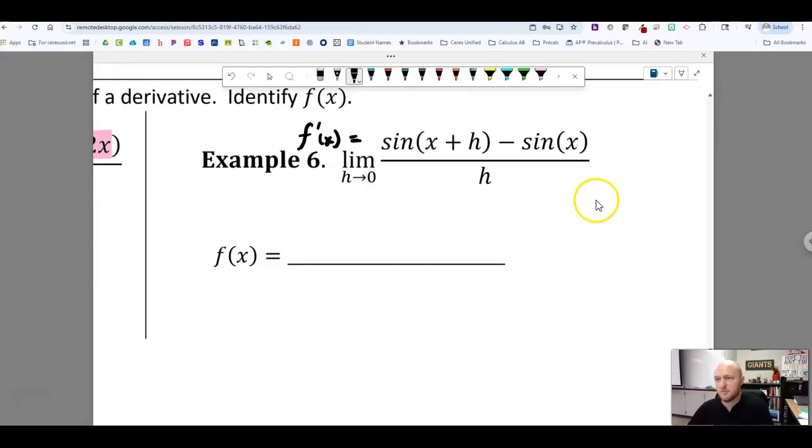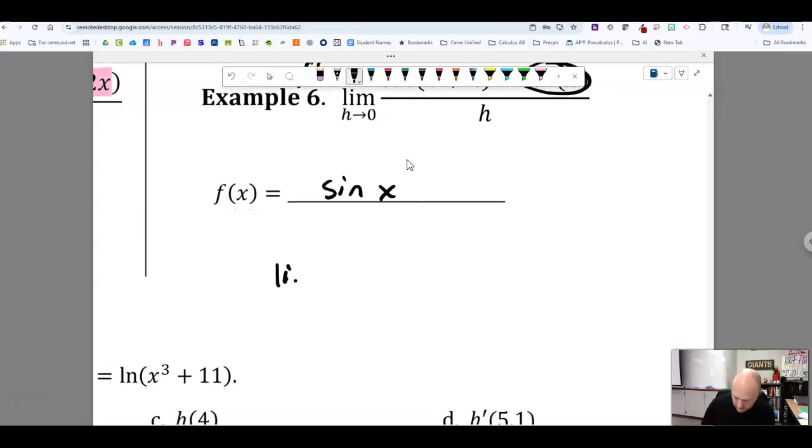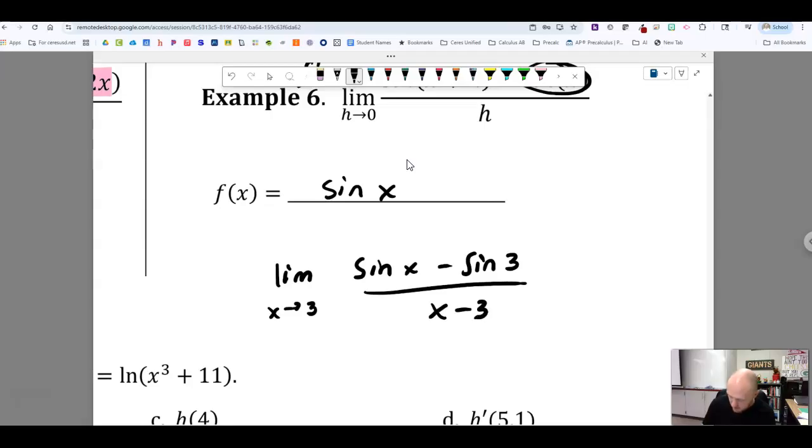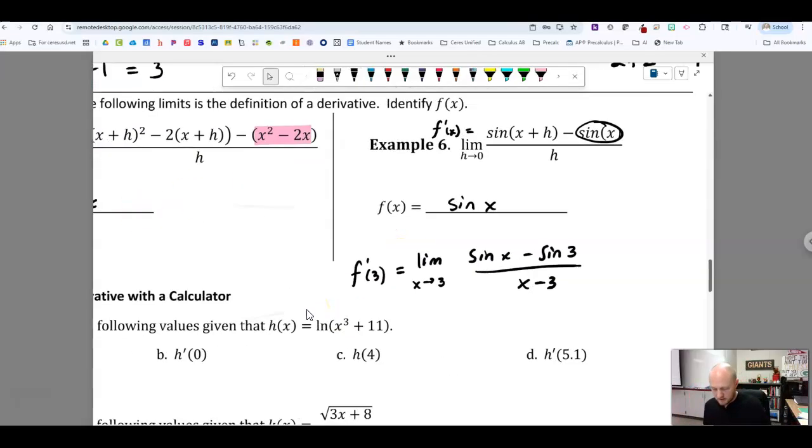So if this is the f prime of x, then what's the function that we have? Well, again, this is the location of the function, okay? So this is going to be sine of x. And I can go ahead and kind of draw up something similar. Like if I said, what is the limit as x approaches 3 of sine of x minus sine of 3 over x minus 3? What is this? Well, your brain needs to be able to say, hey, this is f prime of 3. So what's my function? Sine of x. And again, so what do I do with that? We'll get there. We'll get there.